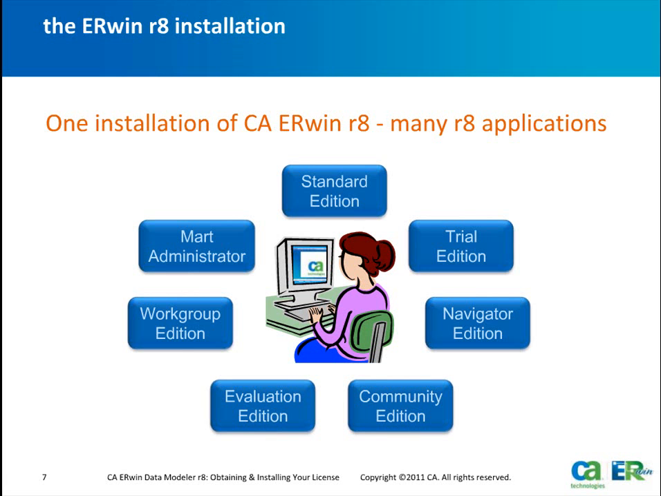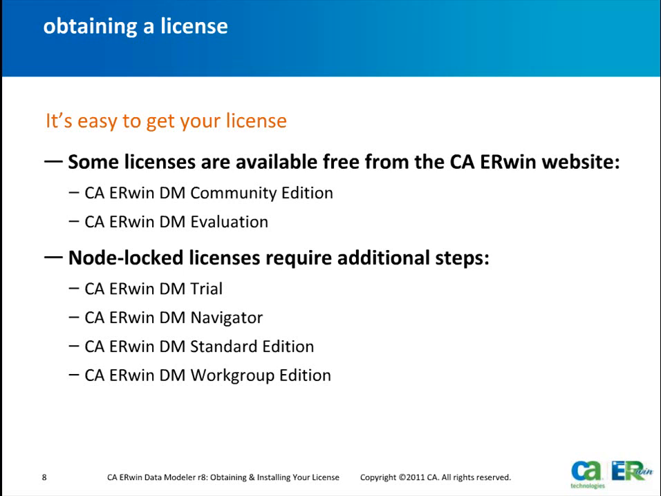But CA ERwin Data Modeler R8 is multifaceted, so if you're planning to use an ERwin application other than the Community Edition, you'll need to get your working license. The working license will configure your installation as the CA ERwin Data Modeler application you really want to use. It's easy to get a license.